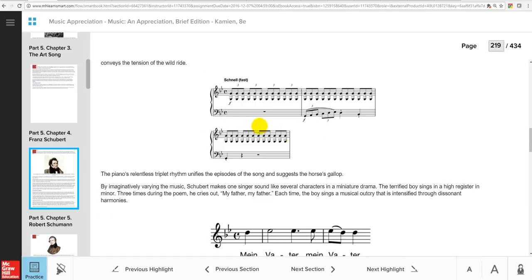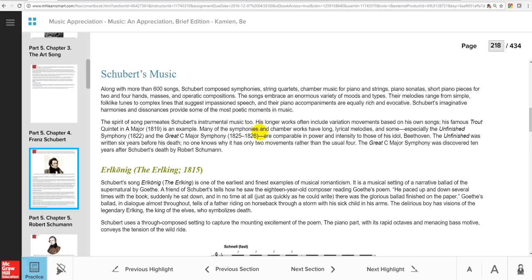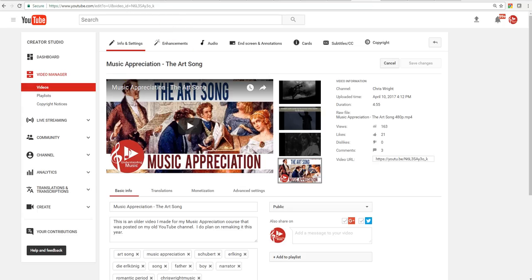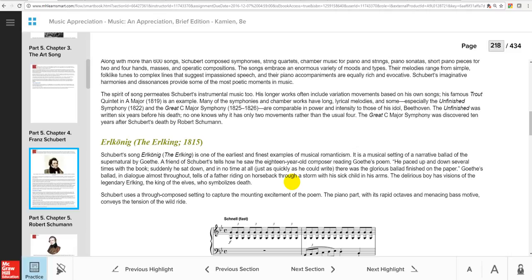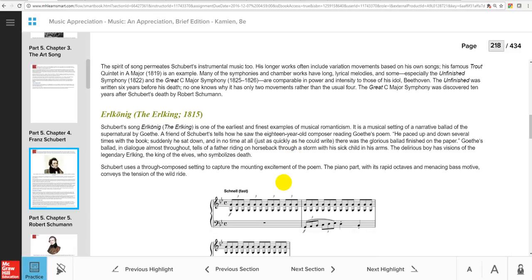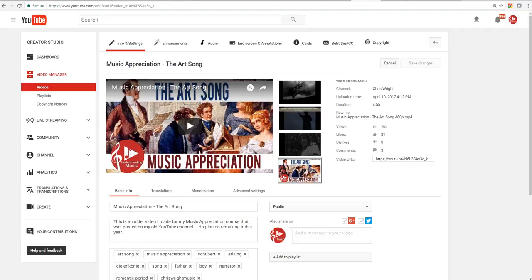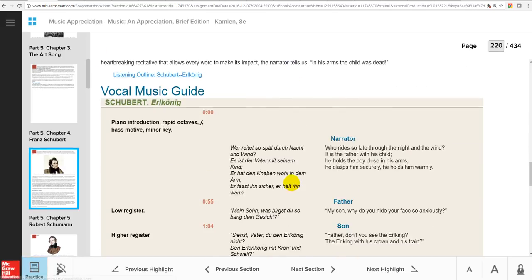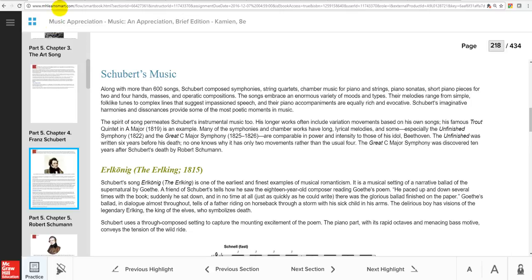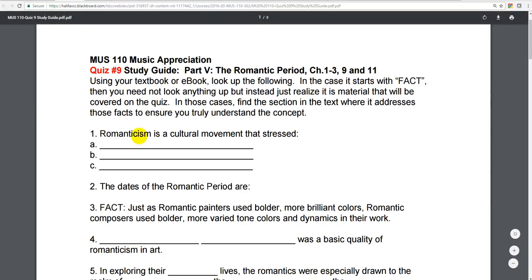You definitely want to read your background information on this song before you watch even the video I've made on it. But the Earl King is a bad guy. He's trying to get a kid to embrace death, and the kid that's sick, the father is trying to tell him to ignore the Earl King, that he's not seeing the Earl King. It's just mist and his fever that are getting to him. So you'll have to watch the video or listen through the piece here to find out what happens in the end. Okay? So we're going to sort of wrap up there.